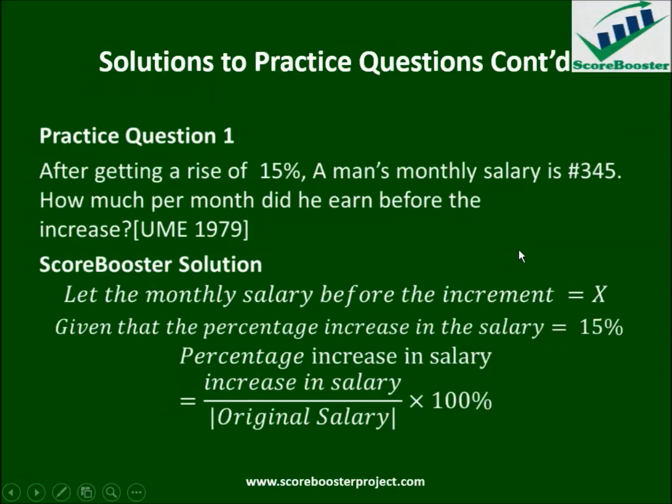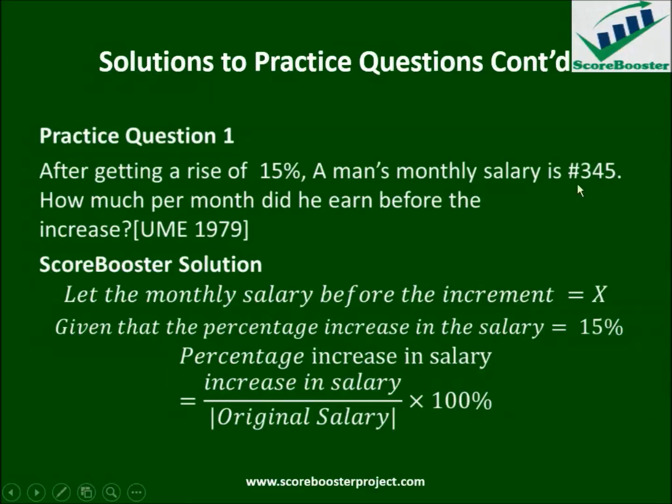The first of the practice questions: after getting a rise of 15%, a man's monthly salary is 345 naira. How much per month did he earn before the increase? This question is from UME 1979. So the ScoreBooster solution: let the monthly salary before increment be X. Since we've not been given what the man's monthly salary before the increment is, which is his original salary, that has not been given.